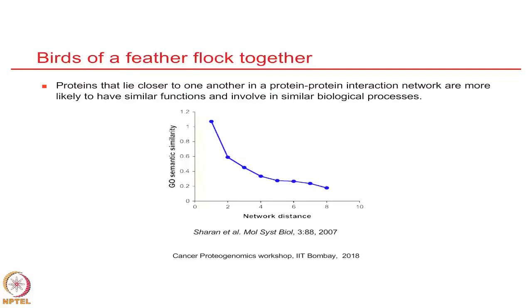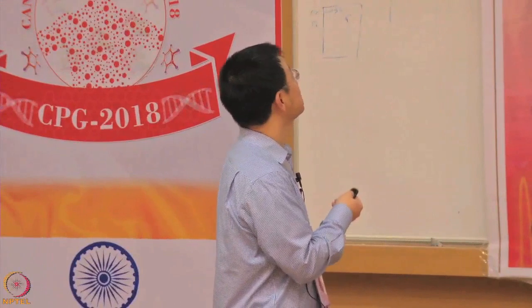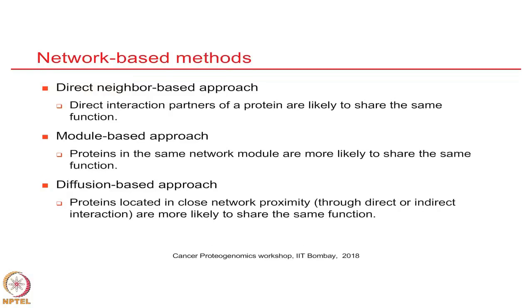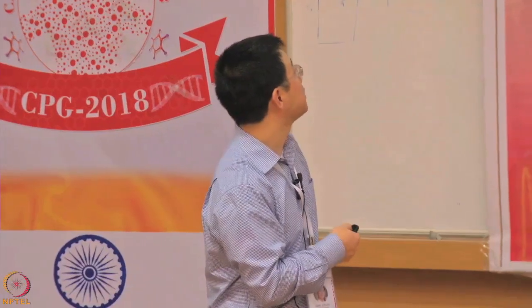So by leveraging this observation, we can come up with a few different ways to help us do either predicting gene function or prioritizing genes in our studies. First, because we know that direct neighbors are more likely to share the same function, we can explore the direct interaction partners of the proteins in the network. The second approach is to use some graph algorithms to try to separate the network into modules. We know there are modules in the network, right? And then we expect that the proteins in the same module will likely share similar function.